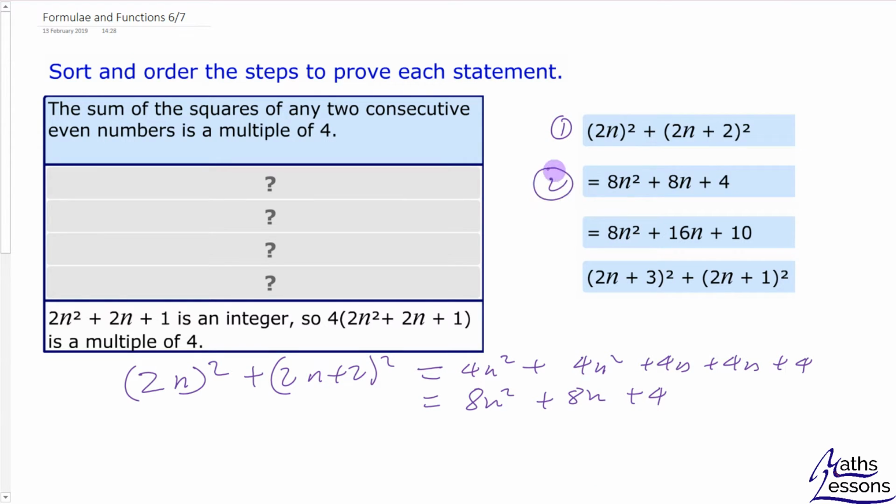Then we need to factorize, and we can take out a factor of 4 because we want to show it's a multiple of 4. And once we factorize, we get this must be a multiple of 4 because we know this is an integer, because n was an integer. If n's an integer, which is what we assumed, then we've got even numbers.